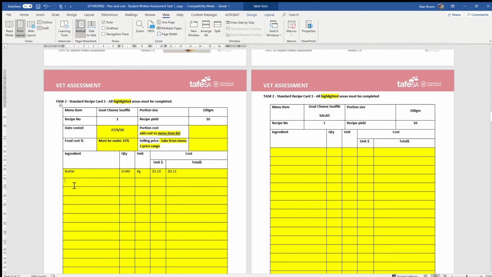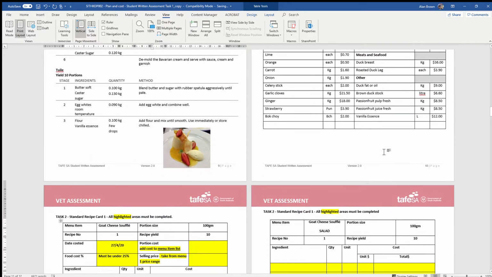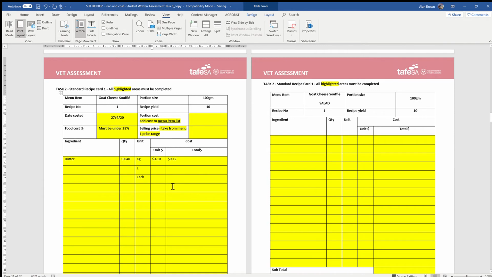You can do it this way, where you put all of them in, the quantity and all that sort of thing, but you'll be flicking backwards and forwards. Or you can put all the ingredients in first, then the quantities, then your unit, liters, kilograms, each, bunch, etc., and then put in your unit price from this sheet here. Your workflow is up to you.